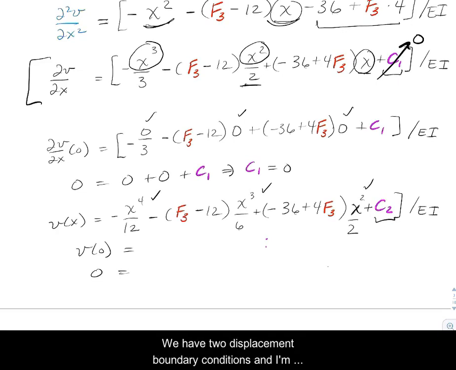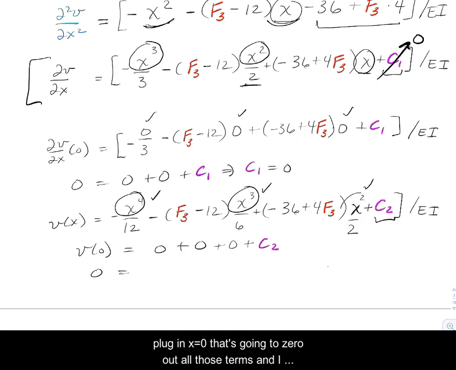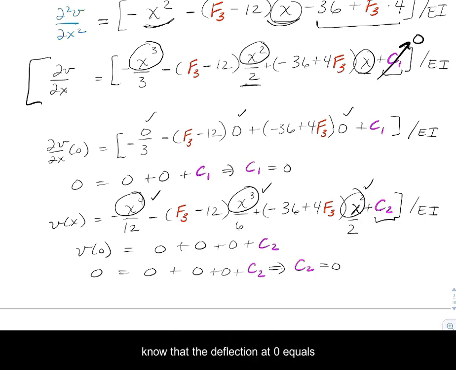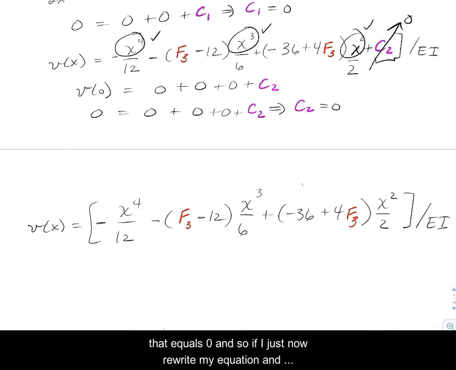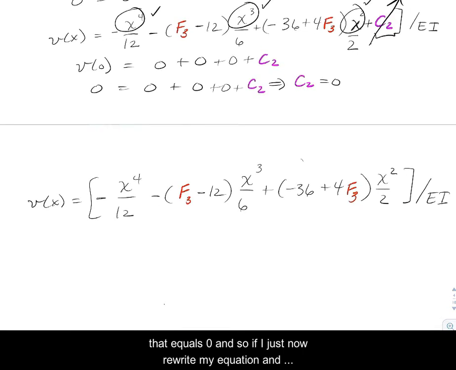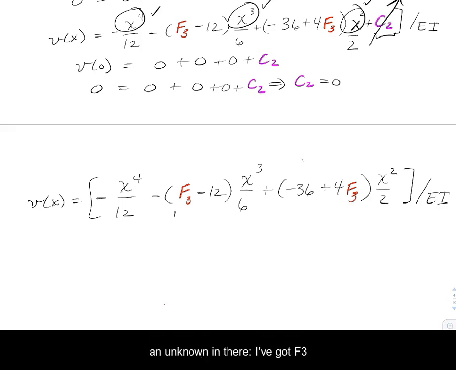I'm going to choose v at 0 first. So again, all I'm going to do is plug in x equals 0. That's going to zero out all those terms. And I know that the deflection at 0 equals 0. So very nicely, c2 equals 0. So all we've done is just found that that equals 0. And so if I just now rewrite my equation, this is the transverse deflection. However, I still have an unknown in there.